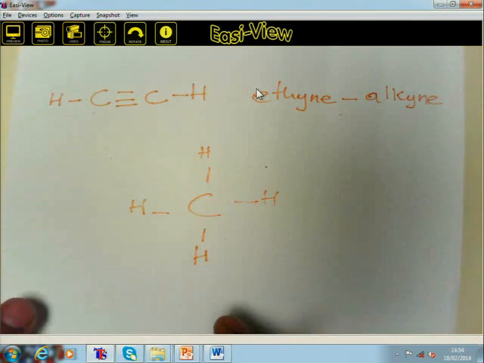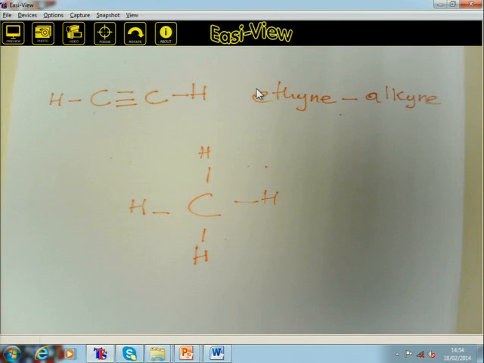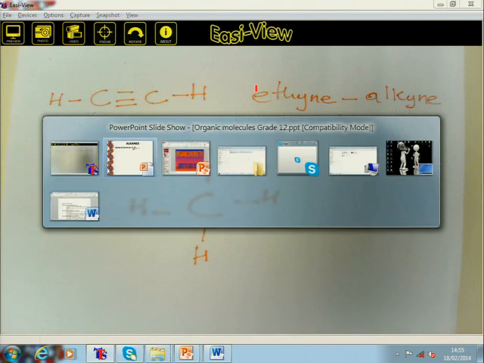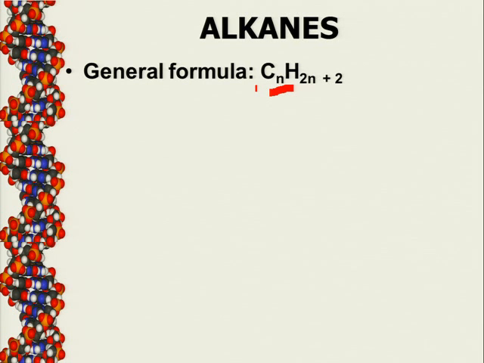All right. So that is the structure for methane. This general formula helps you to predict the name of the compound by just looking at the number of carbons. Okay, for this number of carbons, I'll have so many hydrogens.